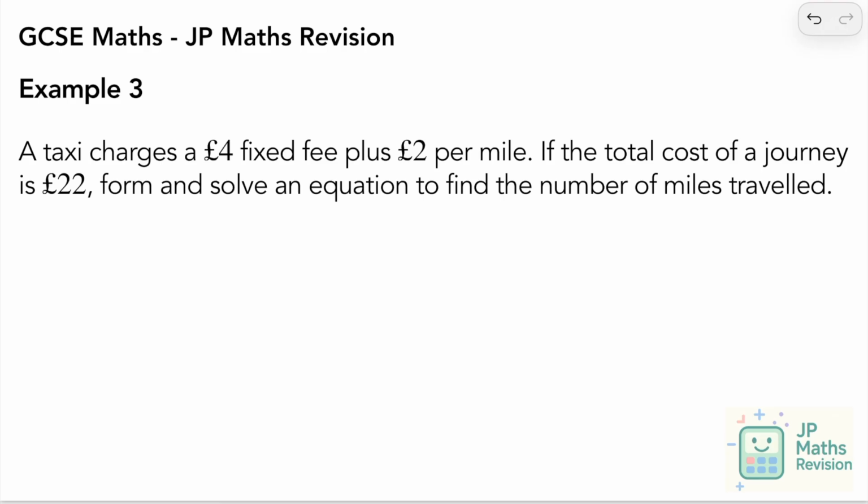Okay, so this one maybe is a little bit more confusing to read, but we have £4 fixed fee. So we have £4, that's going to be the cost regardless of how far has been travelled. And then we plus £2 per mile. So 4 plus 2m is the total charge of the journey. So if the total cost of the journey is £22, we can therefore say that 4 plus 2m is equal to 22. Okay? So we've now got an equation that we can solve to find the number of miles travelled.